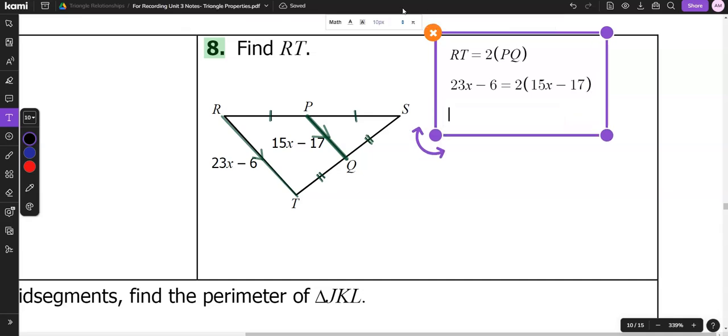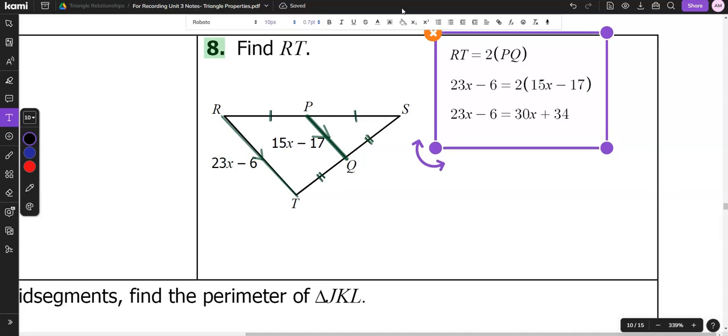And then we're going to distribute. So we have 23x minus 6 is equal to 30x minus 34. I'm sorry about that, I mistakenly said plus 34. I was sitting there far too long trying to figure out what was going wrong.